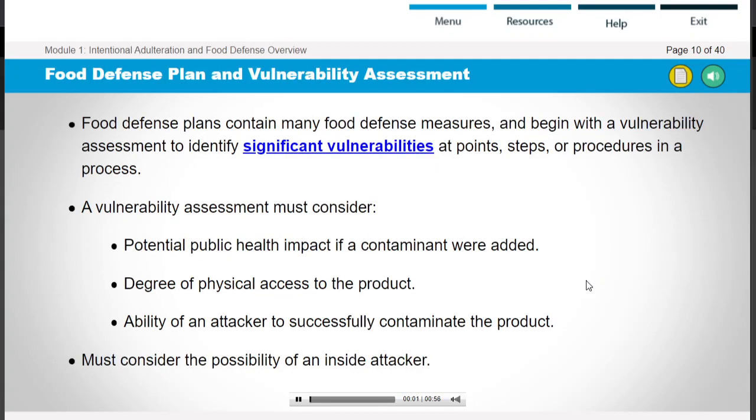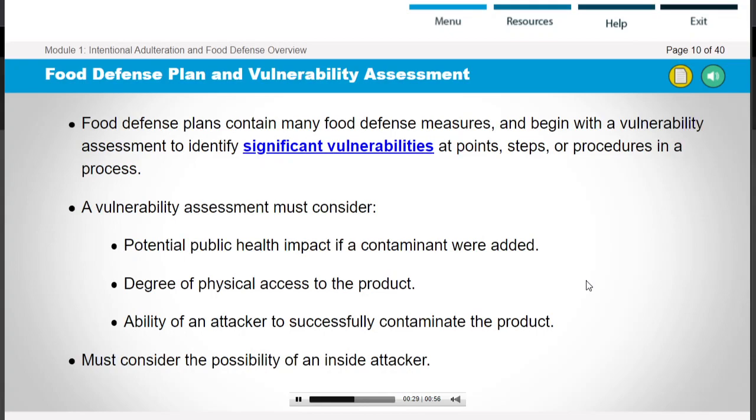Food defense plans contain many food defense measures, but begin with a vulnerability assessment to identify significant vulnerabilities at a point, step, or procedure. A point, step, or procedure is an activity related to manufacturing, processing, packing, or holding of a food product. The IA rule defines a significant vulnerability as a vulnerability that, if exploited, could reasonably be expected to cause wide-scale public health harm.